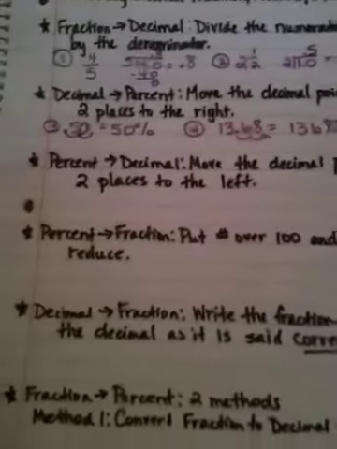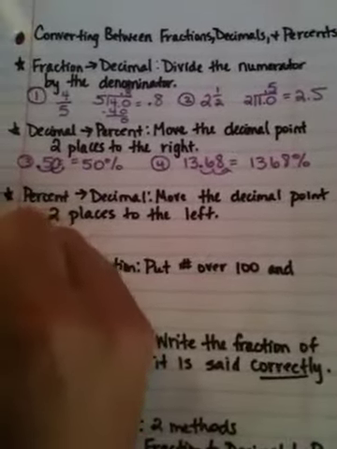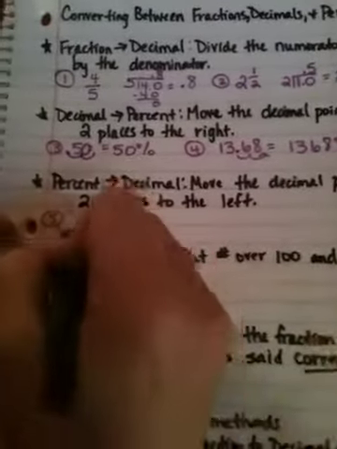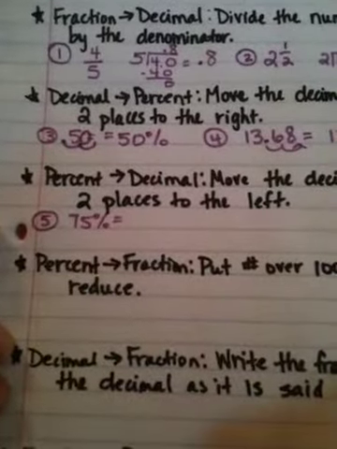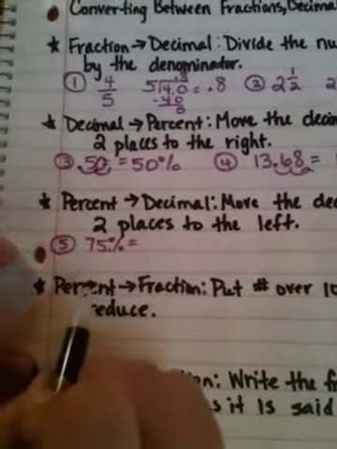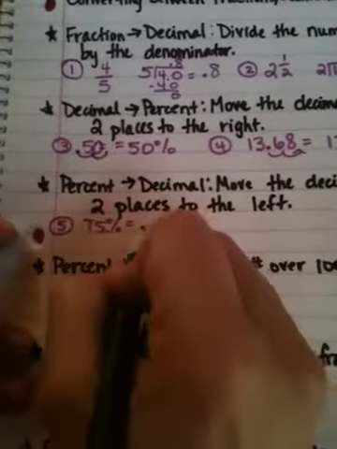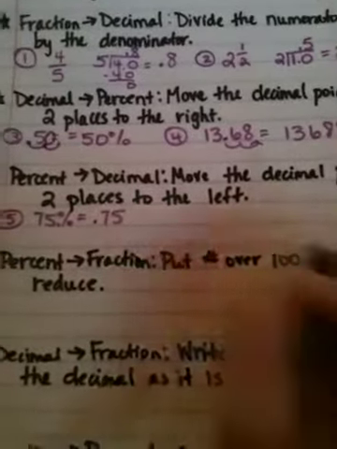For the percent to a decimal, you're just undoing what we just learned. So let's look at 75%. If I change 75%, right now my decimal point is behind the 5. So I move it 2 places to the left, and it creates 0.75.